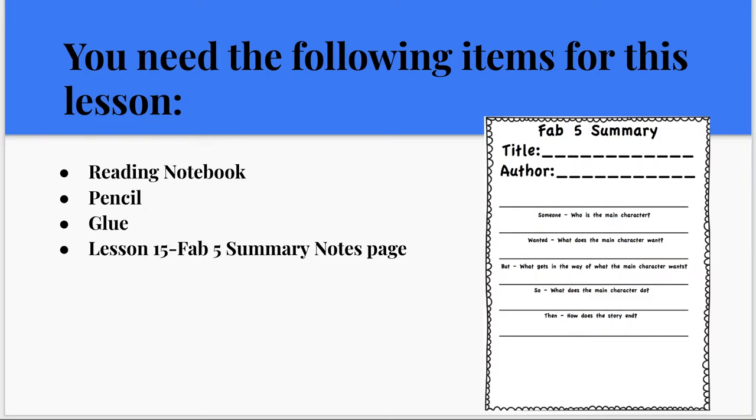You need the following items for this lesson. You need your reading notebook, a pencil, a glue stick, and your Lesson 15 Fab 5 Summary Part 2 notes. Your notes are identical to this right here. Make sure that you pause the video at this time to retrieve these items. And let's get started. At the end, please do not forget to glue your notes for Lesson 15 in your reading notebook. Once again, you should have your Lesson 15 Fab 5 Summary Part 2 notes page in front of you.